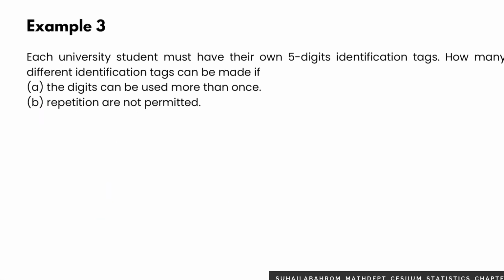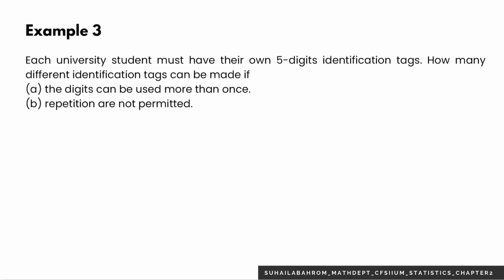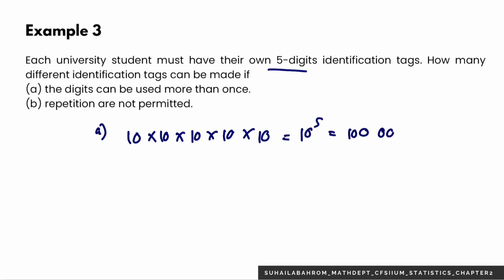Let's proceed with the third example. Each university student must have their own 5-digit identification tag. How many different identification tags can be made if the digits can be used more than once, and if repetition is not permitted? So same like before, since we have a 5-digit ID, we have 10 times 10 times 10 times 10 times 10, or you can just put it as 10 to the power of 5, so you will get 100,000.